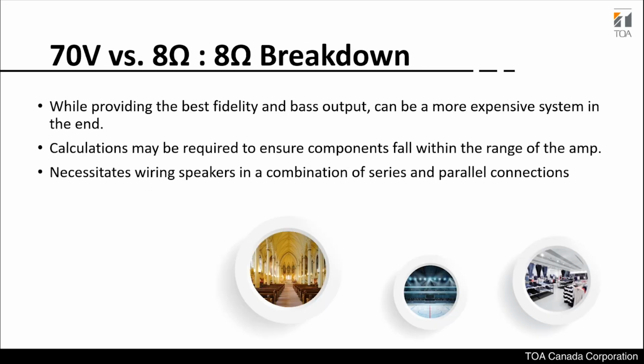So let's break out 8-ohm systems. While providing the best fidelity and bass output, it can be a more expensive system in the end. You may need to calculate the aggregate impedance of the speakers per channel to make sure they fall within the range of the amplifier. This often creates the need to wire speakers in a combination of series and parallel connections to fall within the appropriate range.